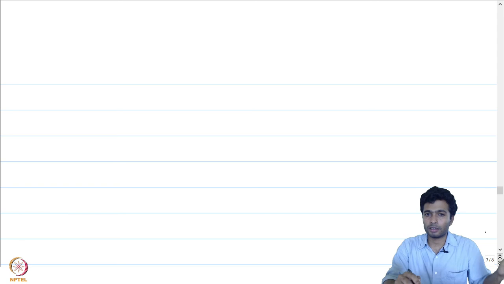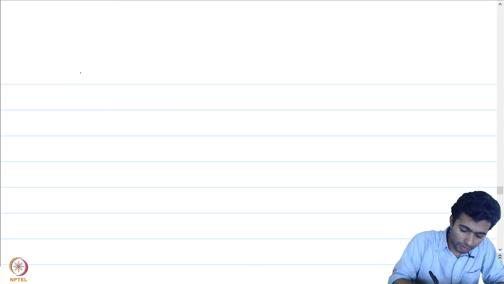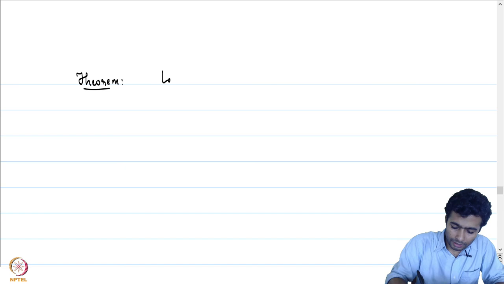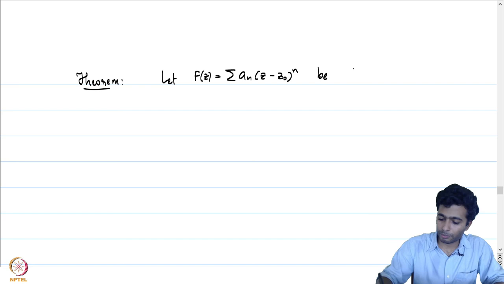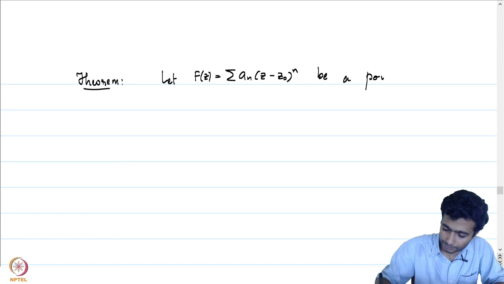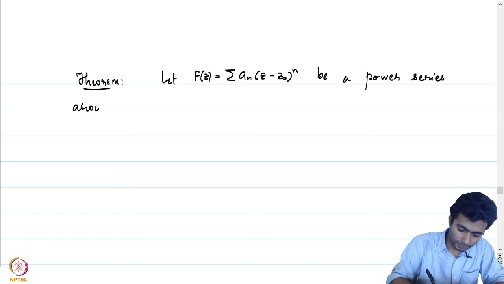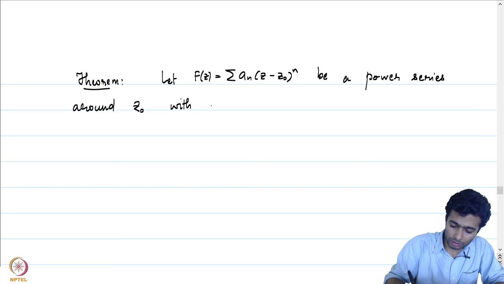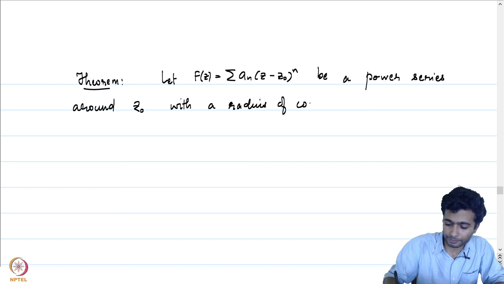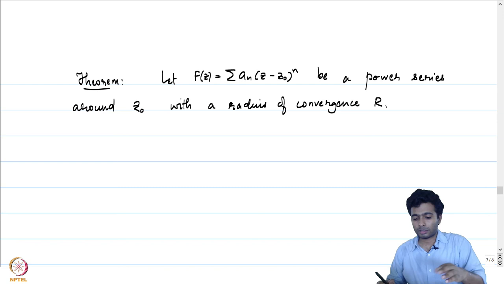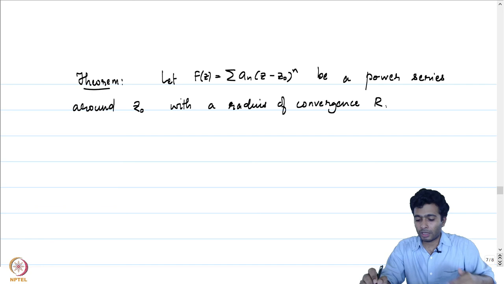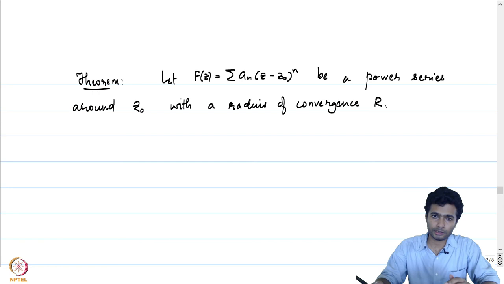So let's begin by stating the theorem. Let f of z equal summation a_n (z minus z0) to the power n be a power series around z0, with a radius of convergence R. Recall that summation a_n (z minus z0) to the power n converges in D(z0, R), and the limit is what is being captured by f of z. So in particular, f is now a function from D(z0, R) into the complex numbers.